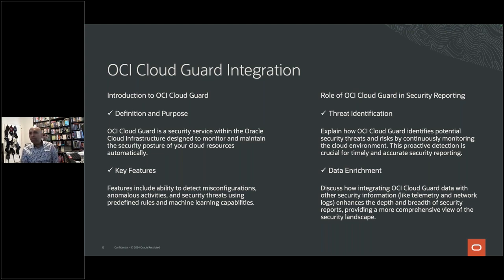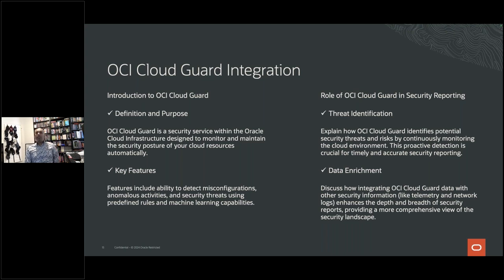OCI Cloud Guard is a security service within Oracle Cloud Infrastructure, which is designed to monitor and maintain the security posture of your cloud resources automatically. So if you enable Cloud Guard and just configure some of the basic stuff, it will automatically monitor, and not only monitor, it will also maintain. That means it has the ability to remediate the security posture of your cloud resources in your OCI tenancy.